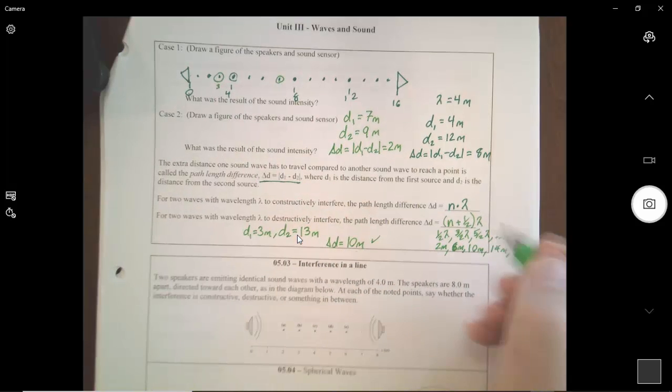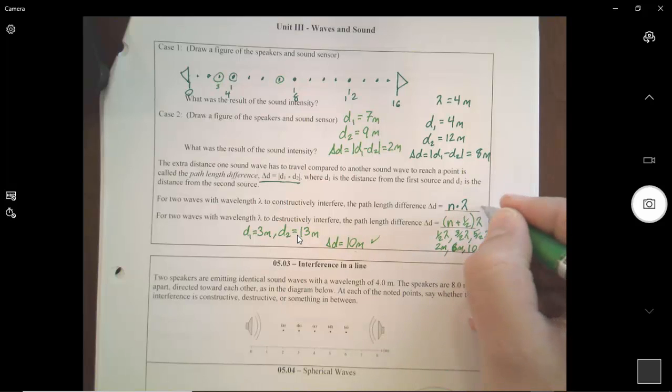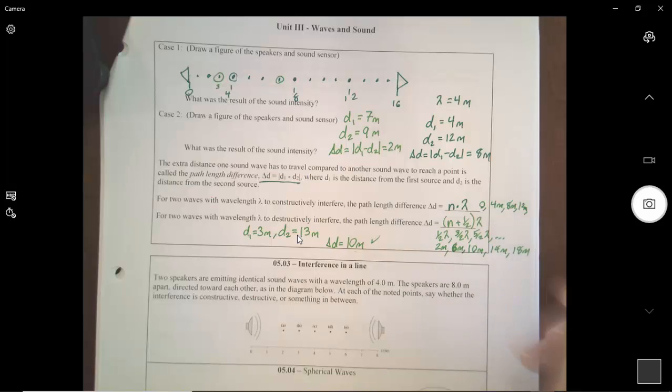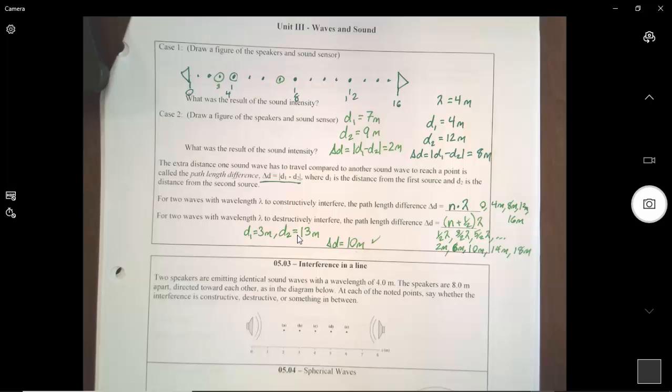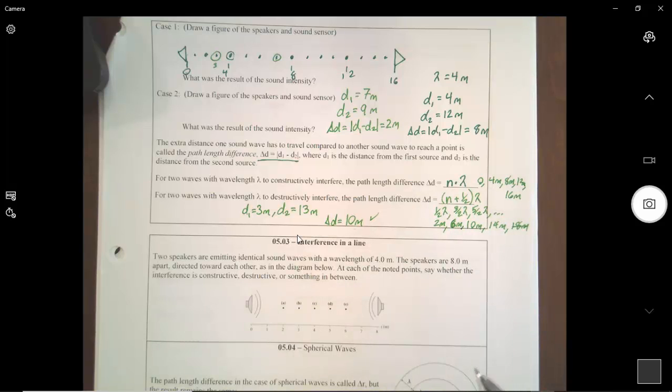Anything that is not on one of these lists, we might as well do this list too, right? N can be 0 and larger. So this could be 0. It could be 4 meters. It could be 8 meters, 12 meters, and so forth. 16 meters would be the last thing that would fit, right? Because it only goes up to 16. So 18 is not even a choice. So all of these points would be constructive. All of these points would be destructive.